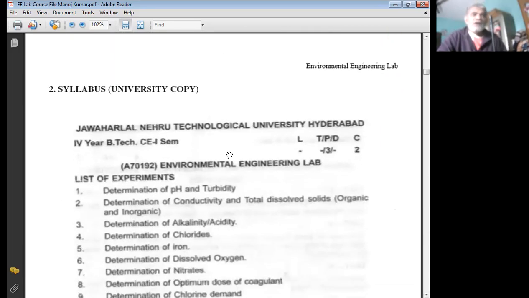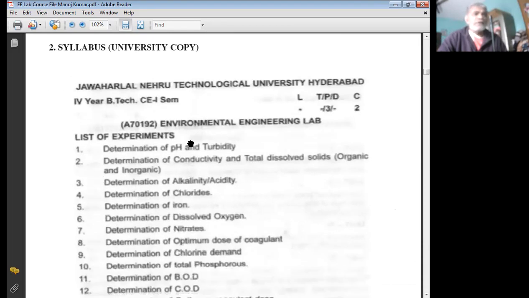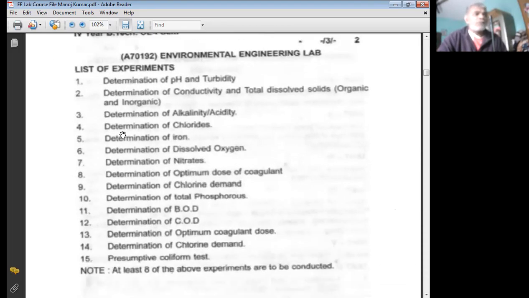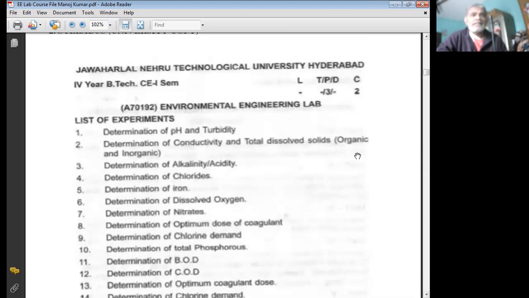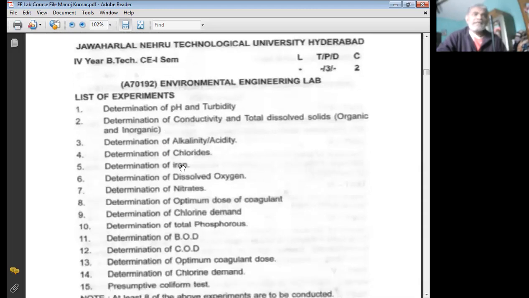A copy of the university syllabus should be included. List of experiments: 15 experiments are given here, and at least 8 of the above experiments are to be conducted. Determination of pH and turbidity. Determination of conductivity and total dissolved solids, organic and inorganic. Determination of alkalinity and acidity. Determination of chlorides. Determination of iron.